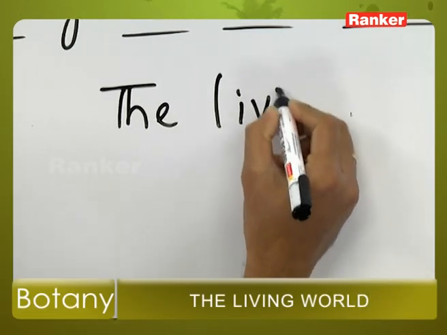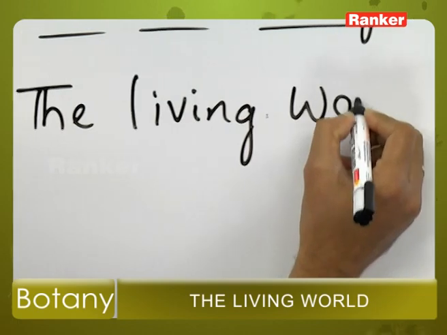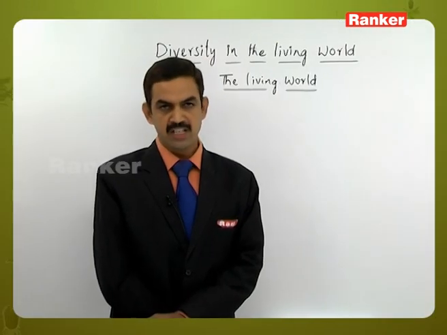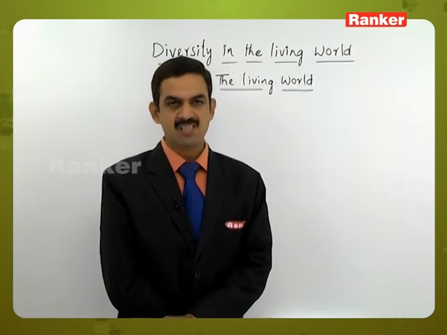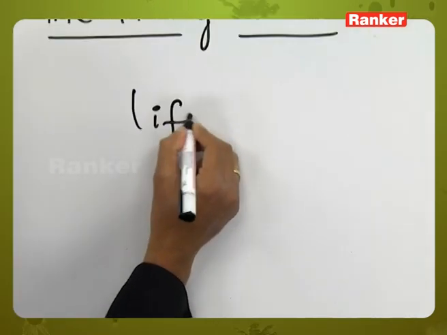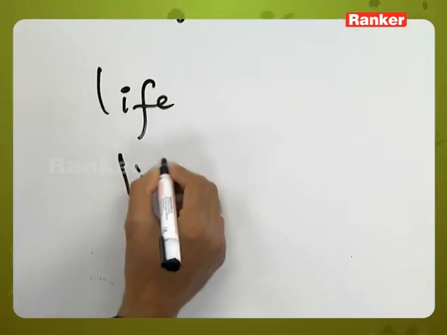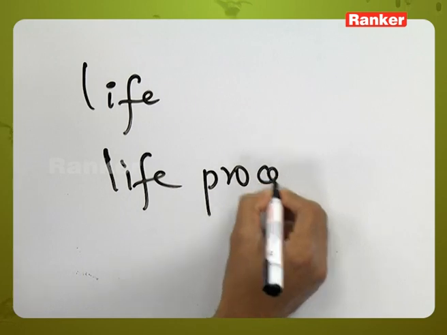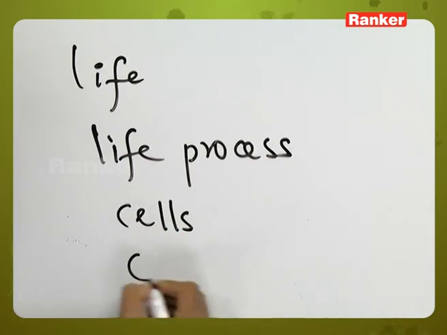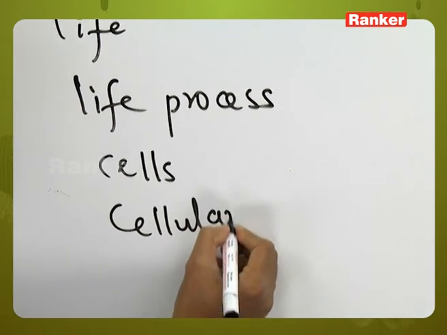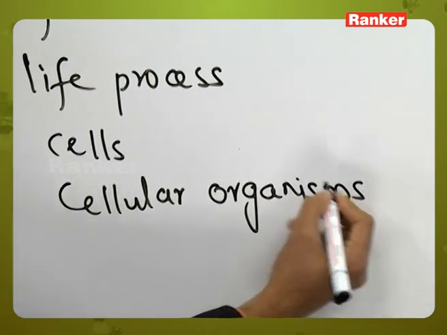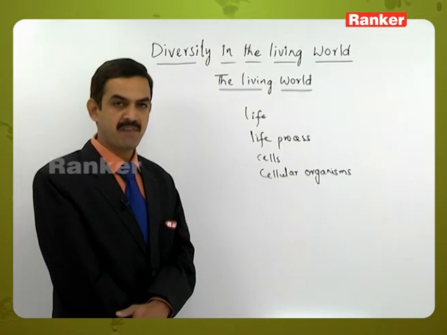The living world. So the living world includes the organisms which have life, or the ones which have life processes, or which are made up of cells or cellular organization. So organisms which have these characters are considered to be living organisms.